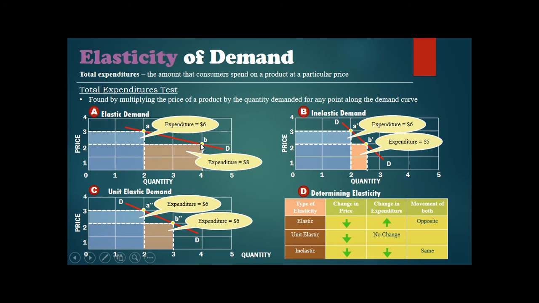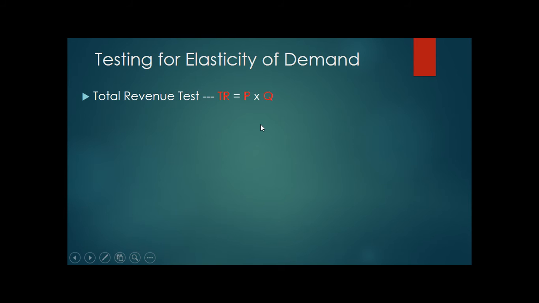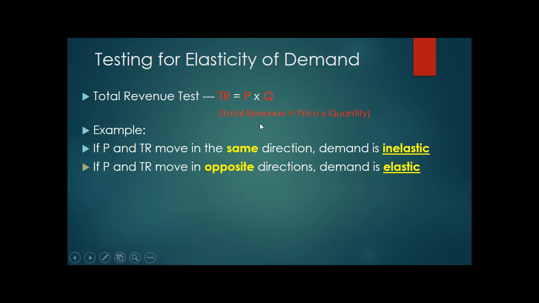If we go back and look at our elastic chart, point A is 6. In fact, point A is 6 on all these charts. From point A at 6 to point B at 8, remember, because $2 times 4 sold. From point A to point B, you are moving down in price, but you are moving up in revenue. From $3 to $2, you're moving down in price, but you're moving up in revenue from $6 to $8. That means that price and total revenue are moving in the opposite direction, and therefore your demand is elastic.